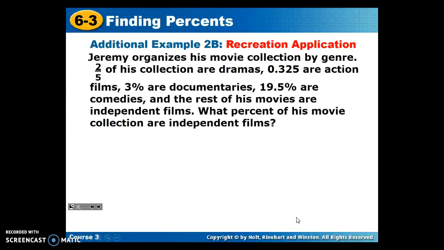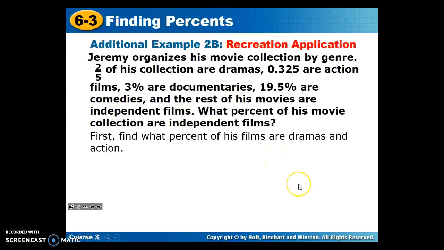Another one, Jeremy organizes his movie collection by genre. 2/5 of his collection are dramas, 0.325 are action films, 3% are documentaries, 19.5% are comedies, and the rest of his movies are independent films. What percent of his movie collection are independent films? So we're saying the rest are independent films. Same thing. Get these all to be the same form. Make them all percents.